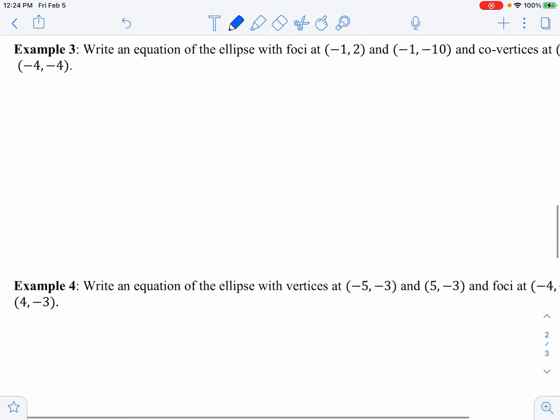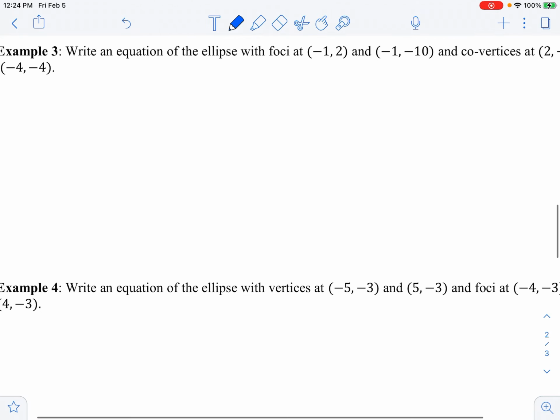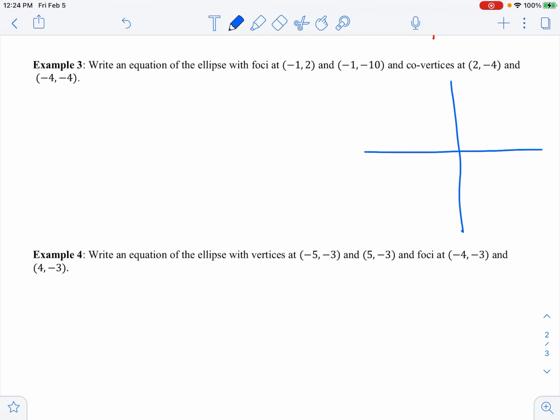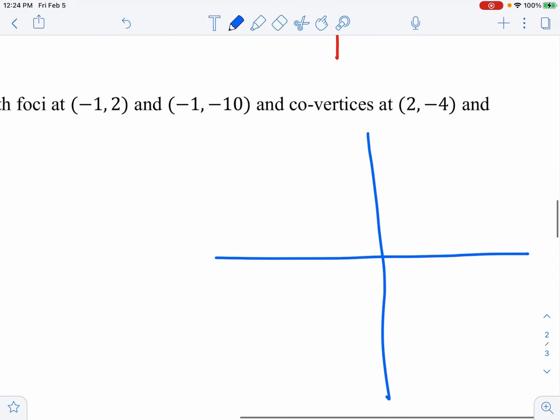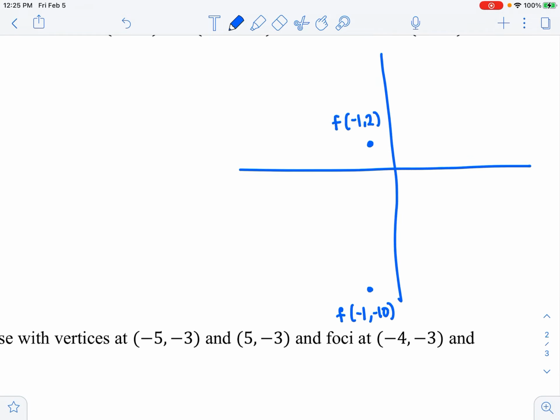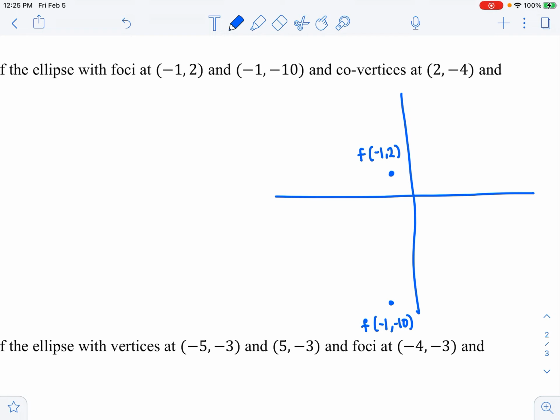Okay, moving on to the next one. Write an equation of ellipse with foci and co-vertices. All right, let's do it. Foci are at negative 1, 2. Negative 1, 2. Let's say that's right here. Let's say foci, negative 1, 2. And then I have negative 1, negative 10 is my other one. Foci, negative 1, negative 10. The F's just there to tell me what it is, so I don't have to keep looking back and forth.